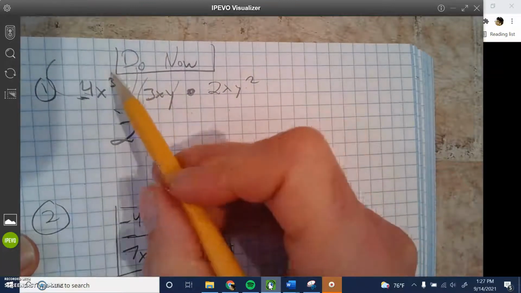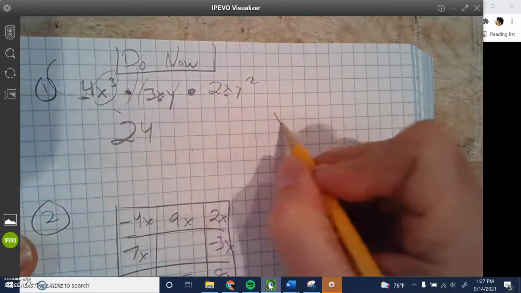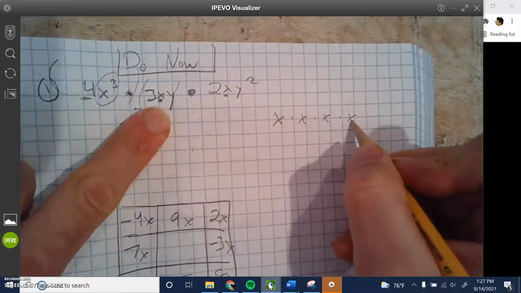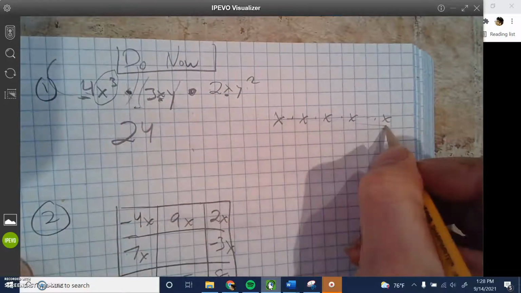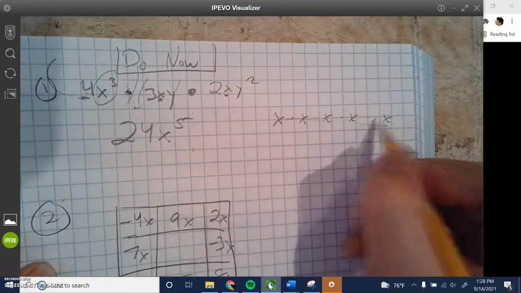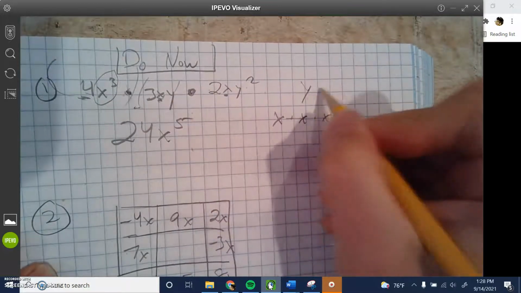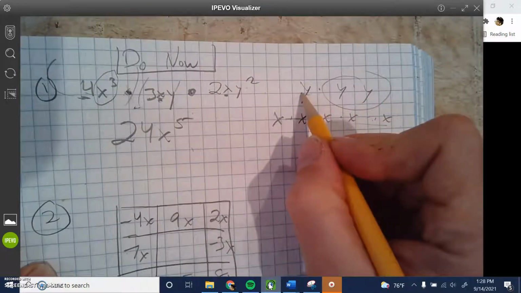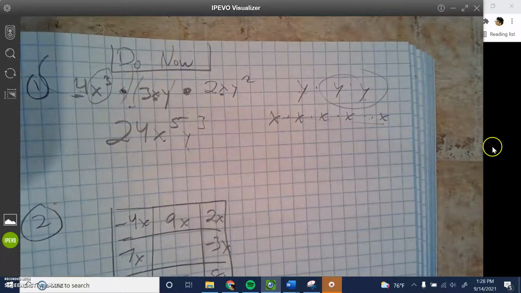There we go. So we have x to the third, x, and x. So x to the third is x times x times x, times this other x right here, times this other x right here. So that's x to the fifth. When you multiply something by itself five times, that's something to the fifth, like 2 times 2 times 2 times 2 times 2 is 2 to the fifth, right? So y and y squared. This is y squared right here, and then you have y, so that's y to the third. 24, x to the fifth, y to the third.